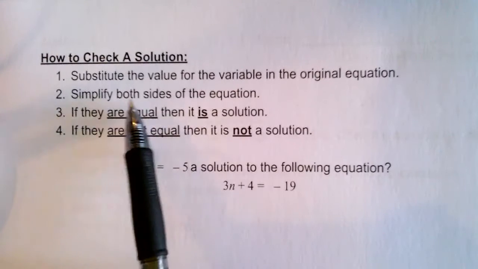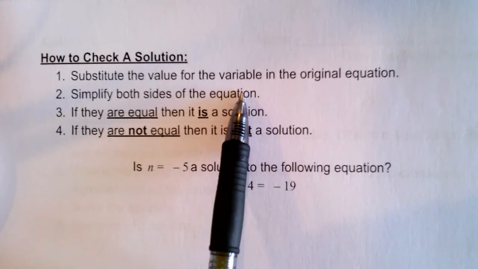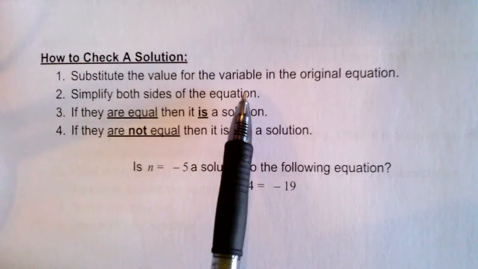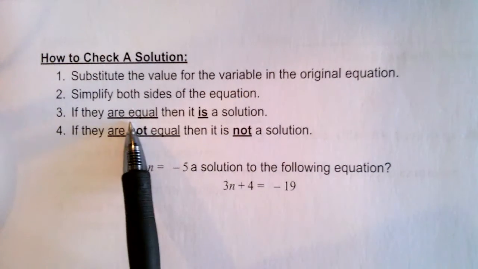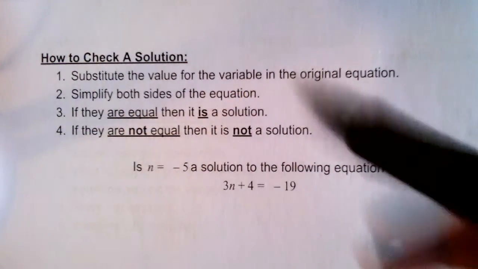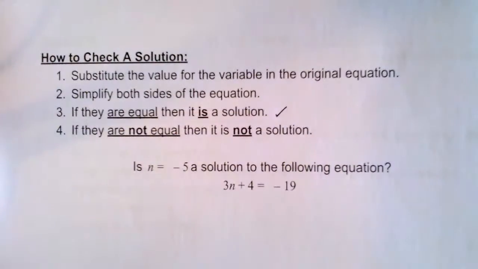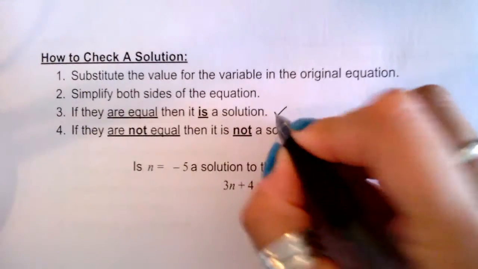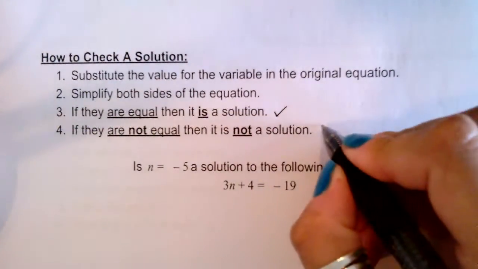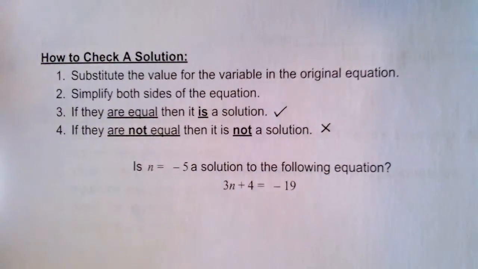We're going to then simplify both sides of the equation. So we'll simplify the left side and then we'll simplify the right side. If they are equal, it is a solution. So that means they check off it is true. The answer would then be yes. If they are not equal, then it's not a solution. So if you get a not true statement, you're going to say no, it's not a solution.